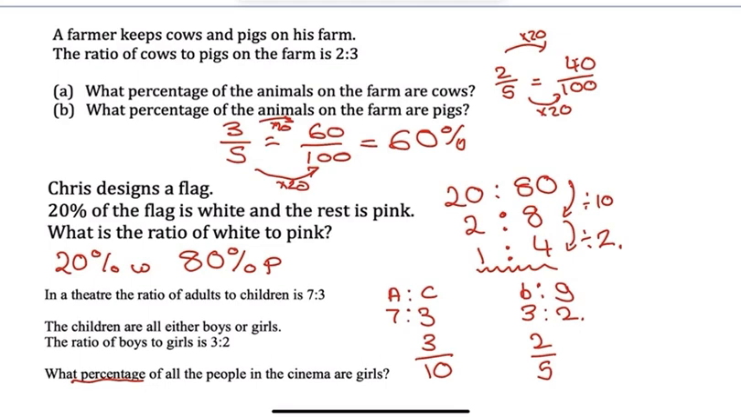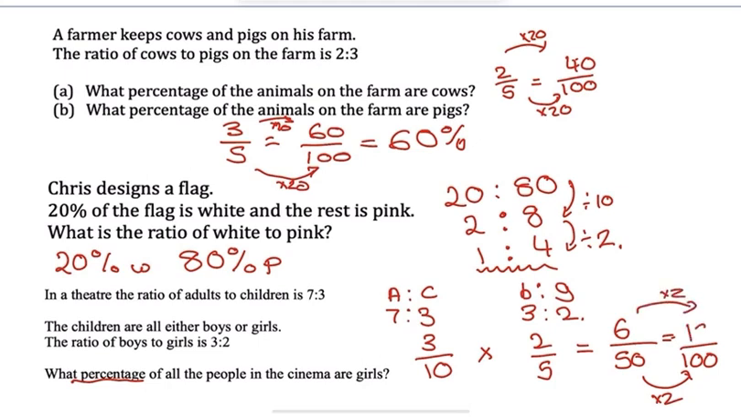Using my and or rule, I know that I want to say they are children and girls. So I'm going to times those together. 3 times 2 is 6. 10 times 5 is 50. To write that as a percentage, I want to make it over 100. So I times the top and the bottom by 2, which gives me 12 over 100. Now 12 over 100 is just 12%.